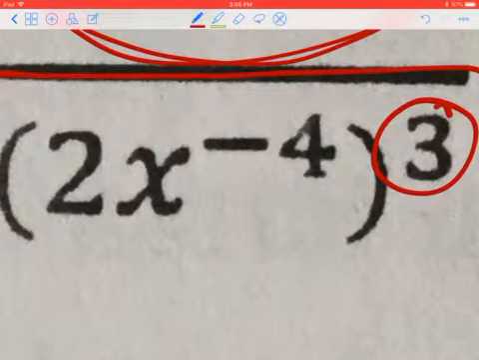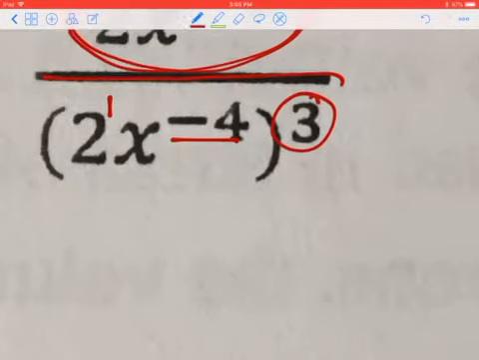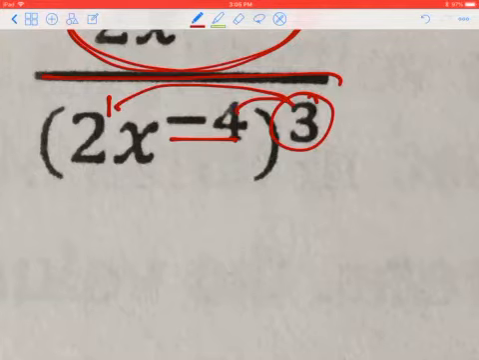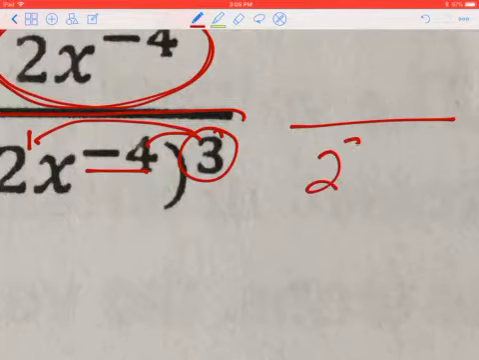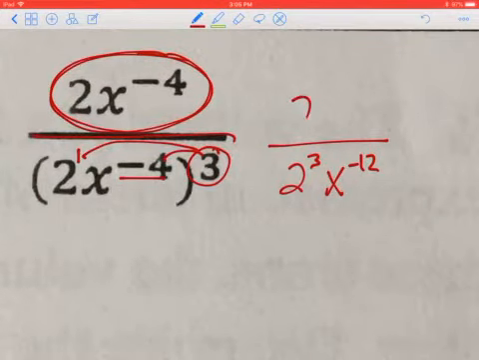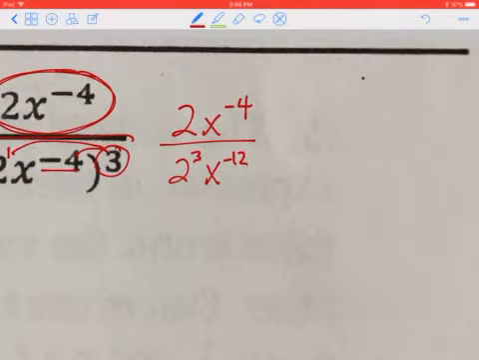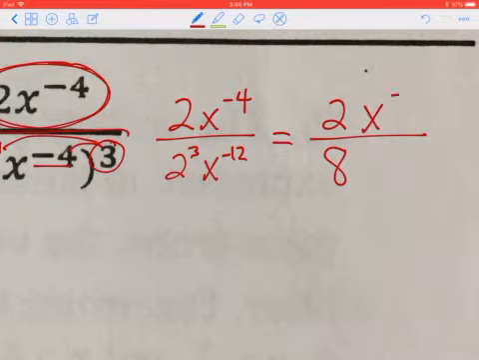The x is raised to the negative 4, but the 2 has an exponent of 1, so when we distribute that, we're going to get at the bottom 2 to the 3 and x to the negative 12. Then on top, we still have 2x to the negative 4. Then we continue to simplify this, and 2 to the third power is 8. 2 stays. We still have this.